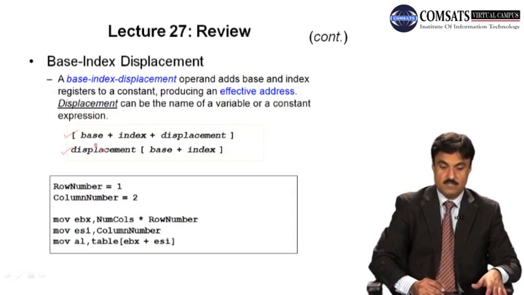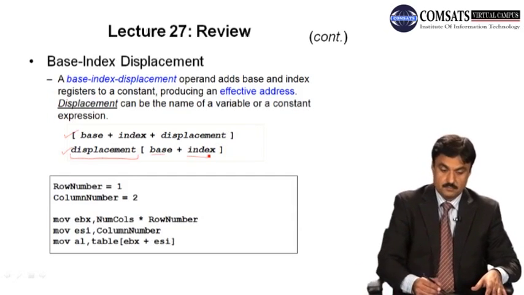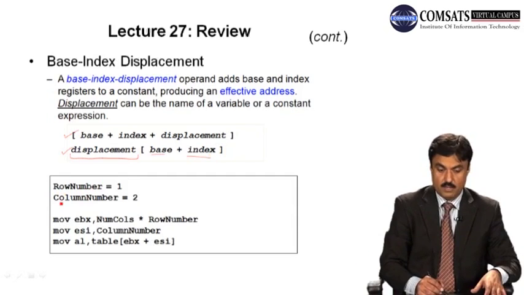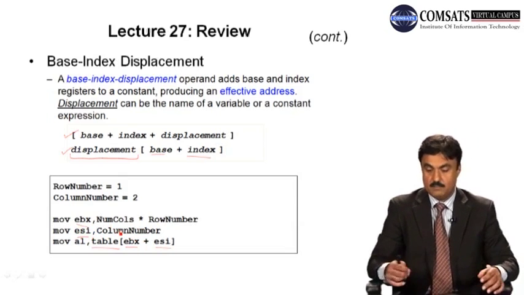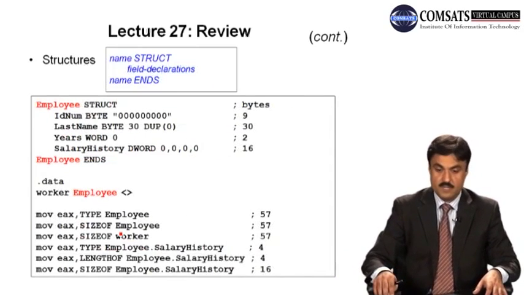So we use the base register, the index, and then this displacement. Or sometimes we write the displacement outside. If it is a variable, for example, we write it outside, and then base and index we write inside the angle brackets. Here we have the row number and the column number. So how can we use table, EBX and ESI? EBX is used as the number of columns multiplied by the row number, and ESI is the column number. We can combine them and read this element of a two-dimensional array.